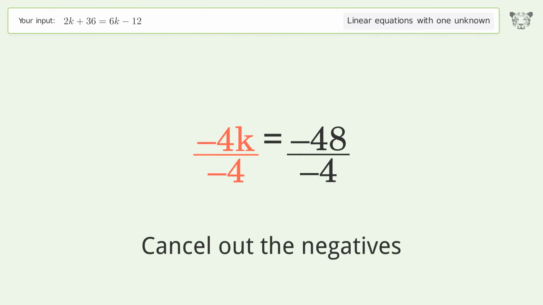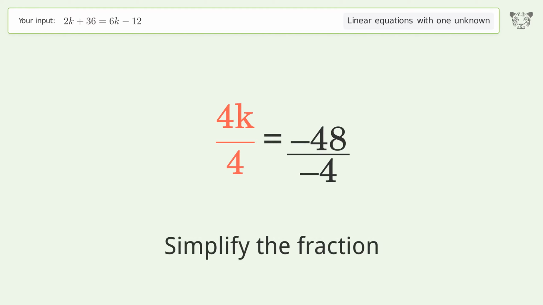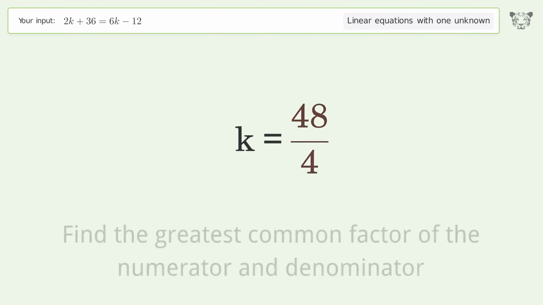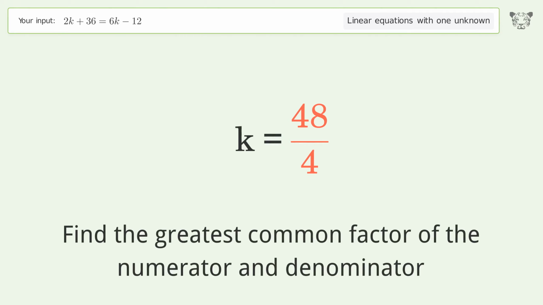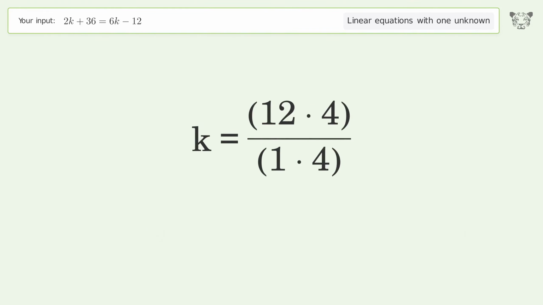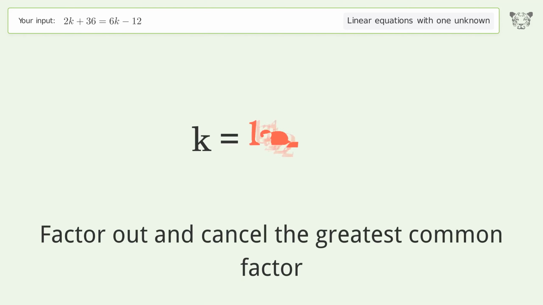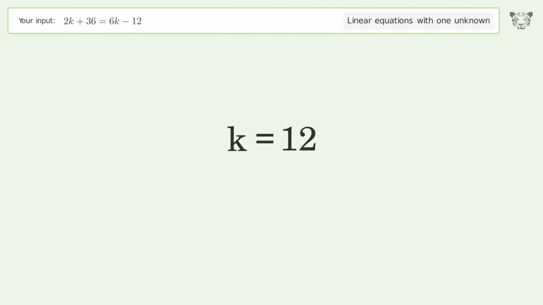Cancel out the negatives. Simplify the fraction. Cancel out the negatives. Find the greatest common factor of the numerator and denominator. Factor out and cancel the greatest common factor. And so the final result is k equals 12.